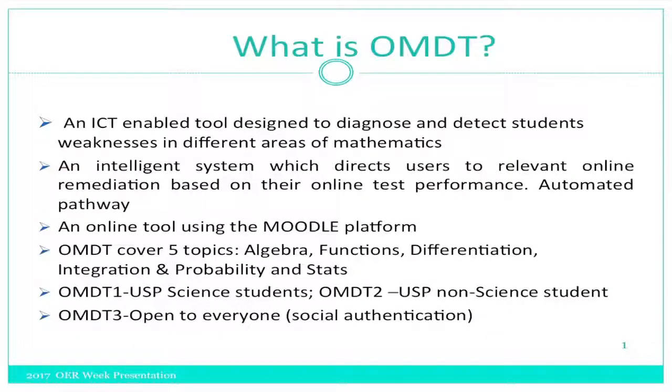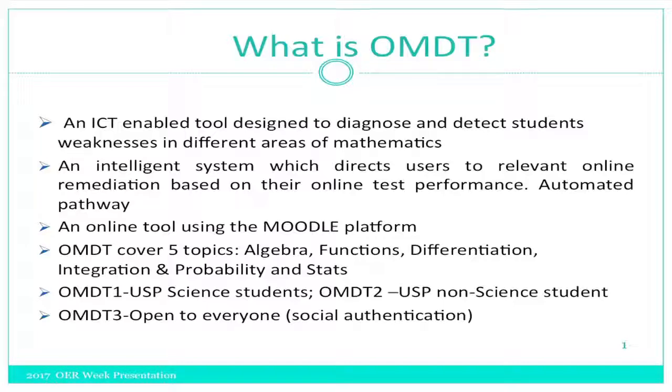Okay, so some of you might be wondering, what is OMDT? It is an ICT-enabled tool designed to diagnose and detect students' weaknesses in different areas of mathematics. It is an intelligent system which directs users to relevant online remediation based on their online test performance. So basically, OMDT, there are 2 parts. One is the test, and based on the students' test results, they are directed to their relevant online remediation.